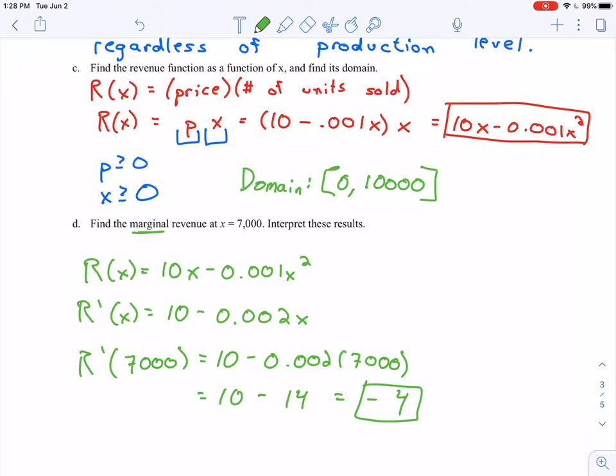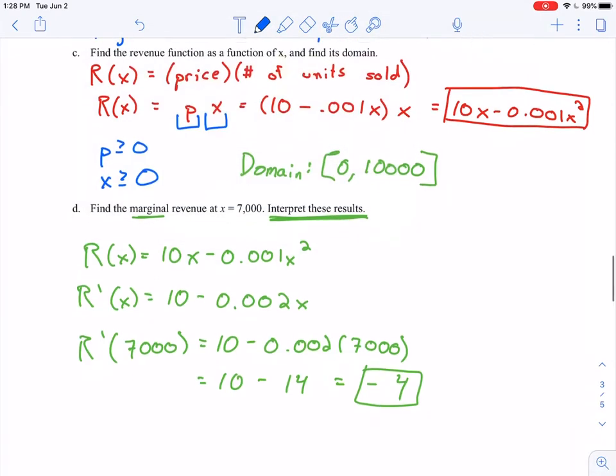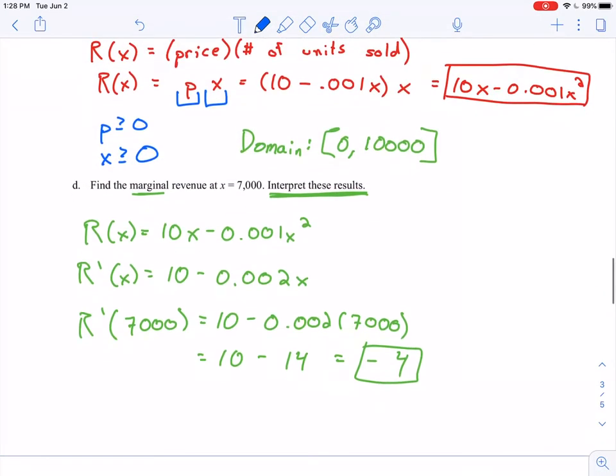But more importantly is this interpretation. I want to be able to talk about what this number means. So when we're talking about marginal whatever, whether it's marginal cost or revenue or profit, I always like to refer to your production level. Here, x equals 7,000 is our production level. So I would start this interpretation, I would say, at a production level of 7,000 units.